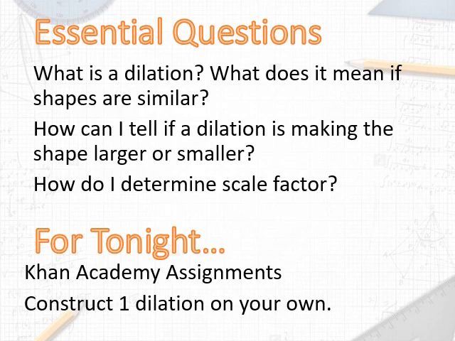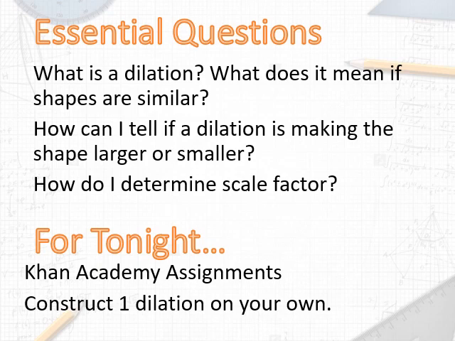And what's true in similar figures? The angles are all the same. The side lengths are proportional based on a scale factor. How can I tell if a dilation is making the shape larger or smaller? We look at the scale factor. If the scale factor is greater than 1, it makes it bigger. If it's between 0 and 1, it makes it smaller. If it's equal to 1, it stays the same. And you can think of that as percentages. So when we zoom, 100% zoom is the original size of the shape. If you go 200, you've doubled the size. If you go 50%, you've cut it in half. So that's another way to think about it.